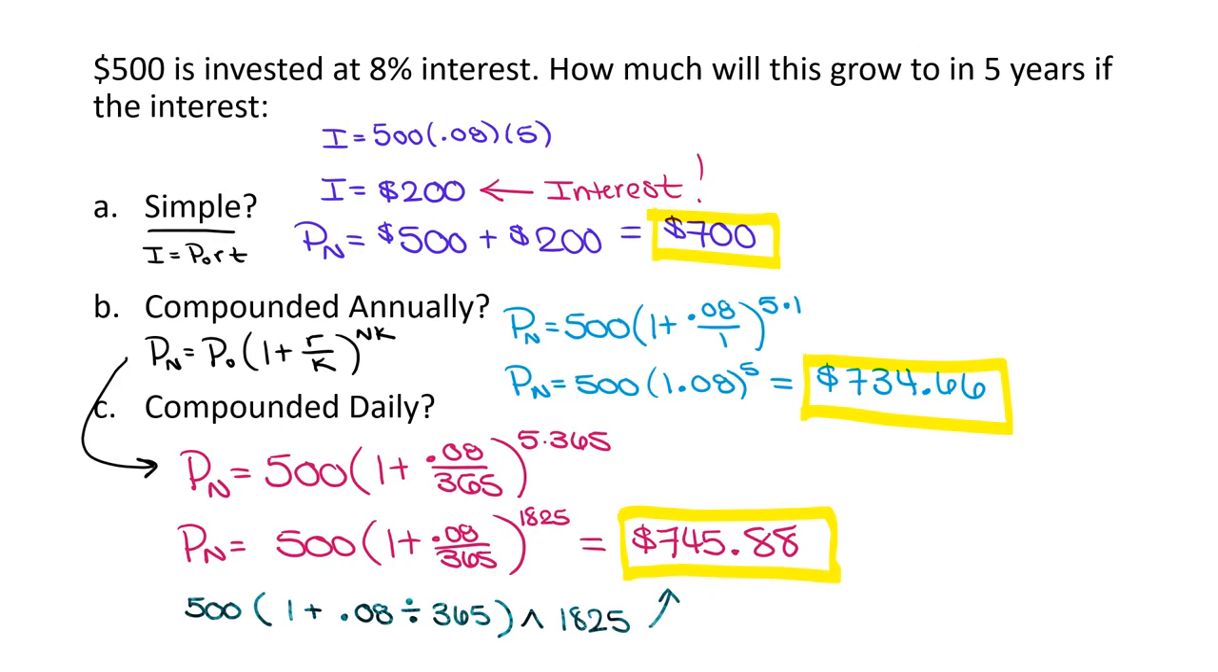So notice that when the money is compounded daily, I actually earn even more interest. And that's because if the interest is paid out more frequently, then it gives us more opportunity to earn additional interest on that interest.